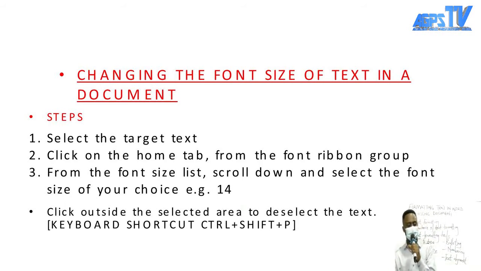To deselect the text. You can also use the keyboard shortcut Control plus Shift plus P.